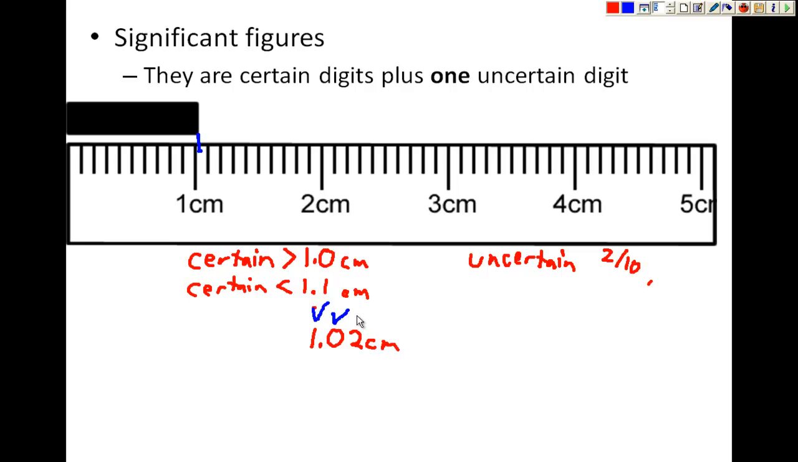So we have our certain digits and our one uncertain digit. How many significant figures do we have here? Well, there are 3 significant figures: 2 certain digits and 1 uncertain digit. And the length of this ruler is 1.02. If I said the length of this ruler is 1.02539, well, I can't really say that, because then I am adding too many uncertain digits. I can just say there's 1 uncertain digit here.